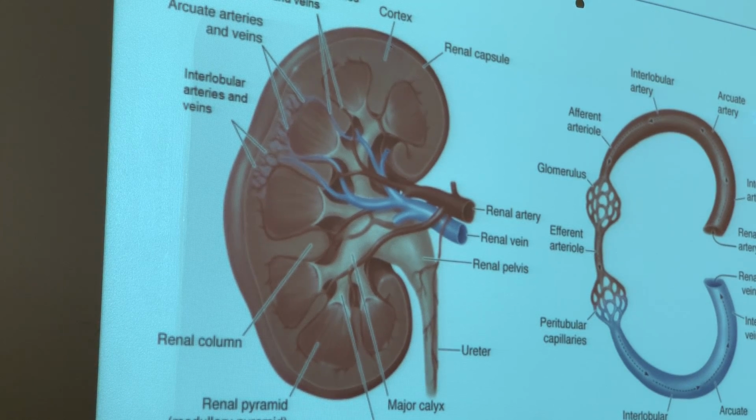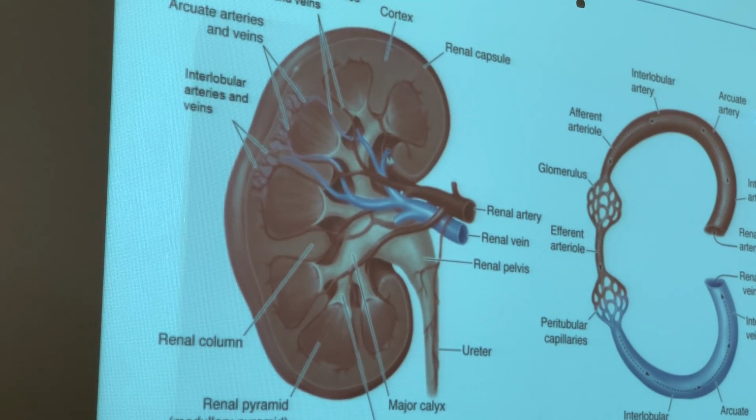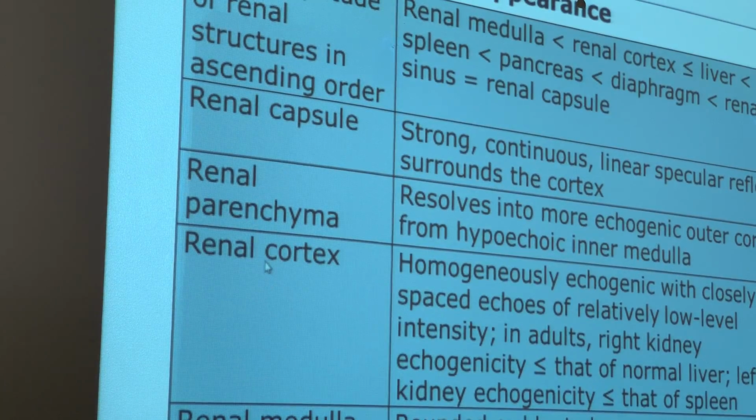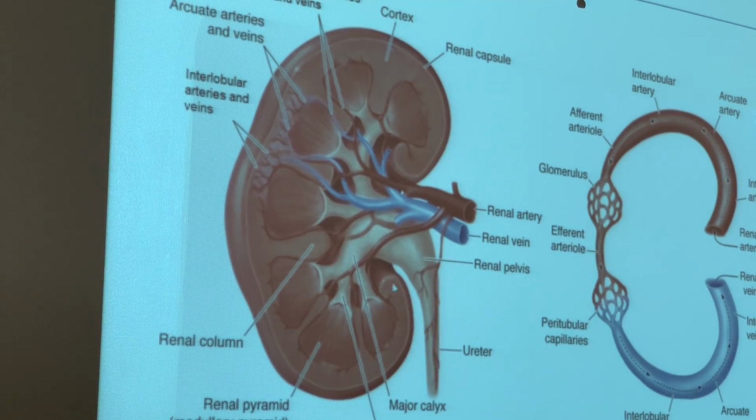So are the pyramids the same as the medulla? The pyramids are located in the medulla. So you call the medulla all of this medulla. Is the apex also known as the renal papilla? The renal papilla, correct. Also, can you explain a little bit more about the column of Bertin?